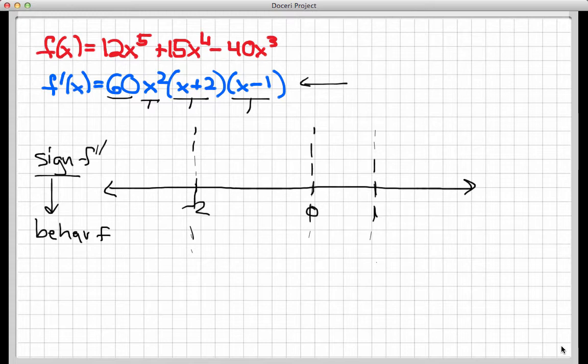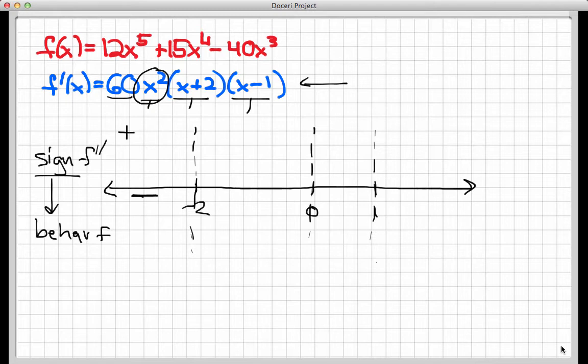Let's look at the interval here on the far left, and just think about the numbers in here. These would include numbers such as negative 3, negative 10, and so forth. Now, the first factor of f prime, x squared, is always going to be positive on that interval. x squared is always positive, period, as long as x is not equal to 0. So on that interval, x squared is always positive, and I'm going to denote that with a plus sign.